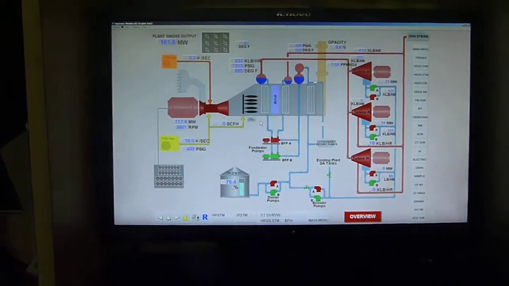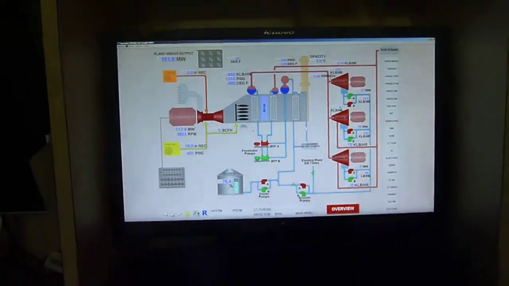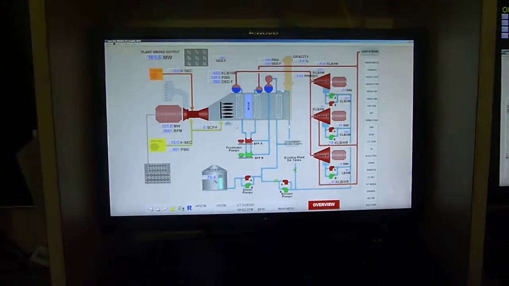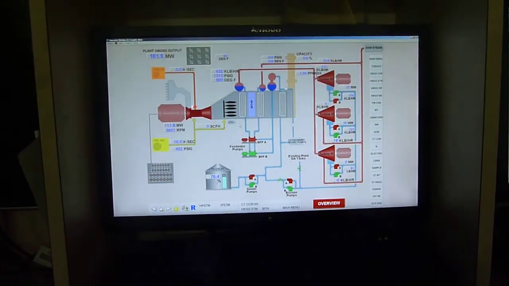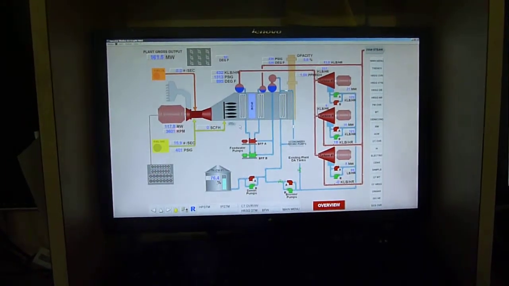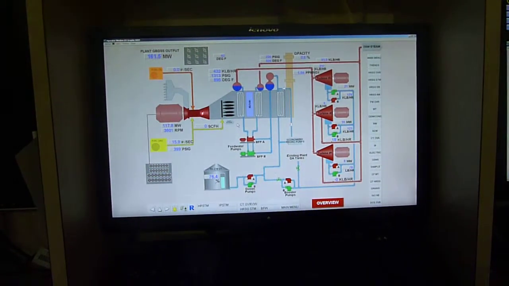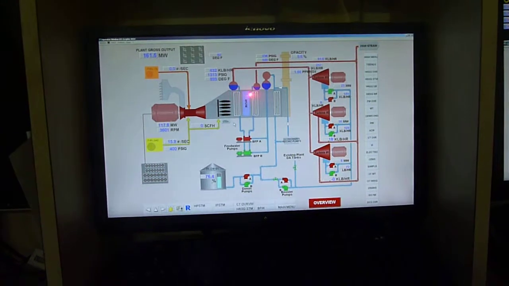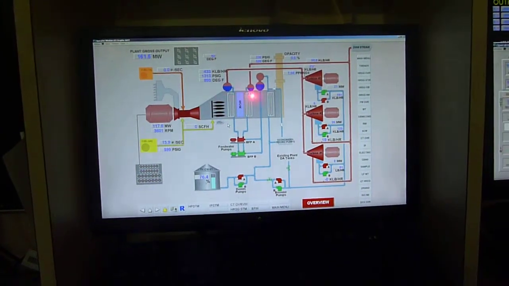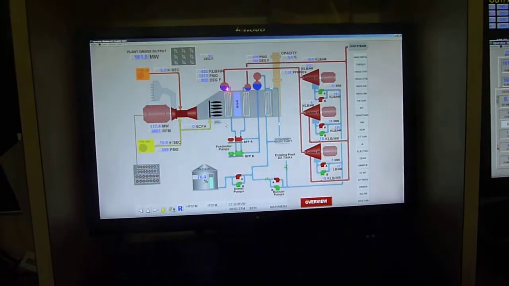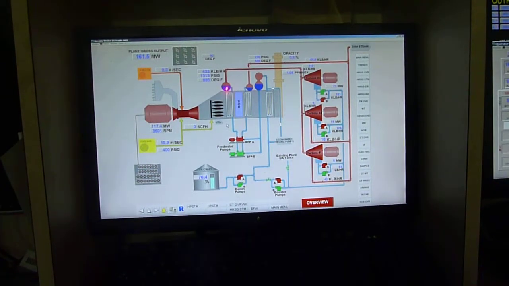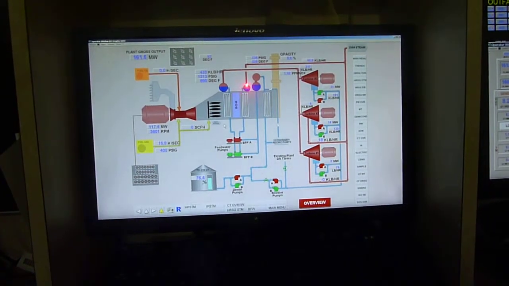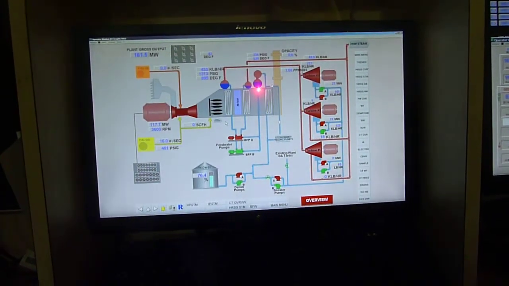This is a considerably simplified version of the plant cycle. Over here we have the gas turbine, the generator that's driven off the shaft, and the exhaust from the gas turbine feeds into this enclosure, which is the HRSG, the heat recovery steam generator. We've got the high pressure drum, intermediate pressure drum, and low pressure drum.